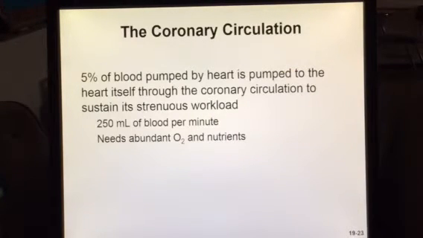Okay, the notes then go into a little bit of detail about the coronary circulation, which is talking about the blood that's pumped by the heart to the heart that is just for the heart itself. And these notes go into a little bit more detail than I think is necessary, so I'm going to be skipping a couple things. But coronary circulation means the blood, it's 5%, that is pumped to the heart itself.